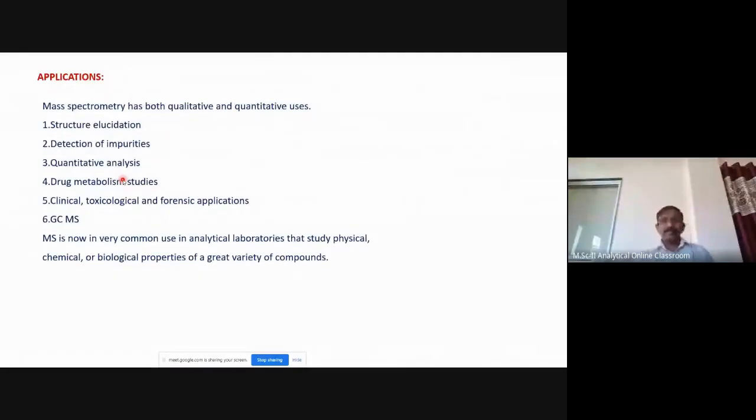If we see the applications, that is the last part of this topic, we can say it is useful for both qualitative as well as quantitative analysis, and it is useful for structure elucidation and detection of impurities. It is used for quantitative analysis, drug metabolism, clinical toxicology, and forensic applications. GCMS is very commonly used in analytical laboratories to study the physical, chemical, as well as biological properties of a variety of compounds. And that's why it is a very commonly used instrument nowadays in laboratories.